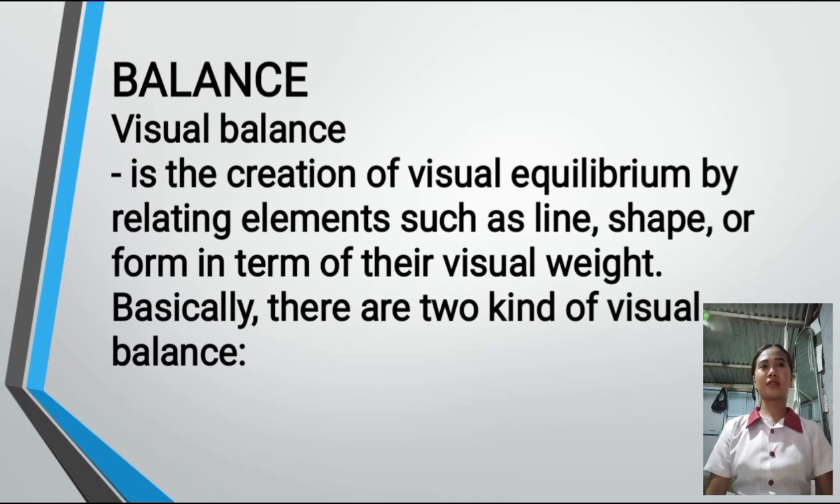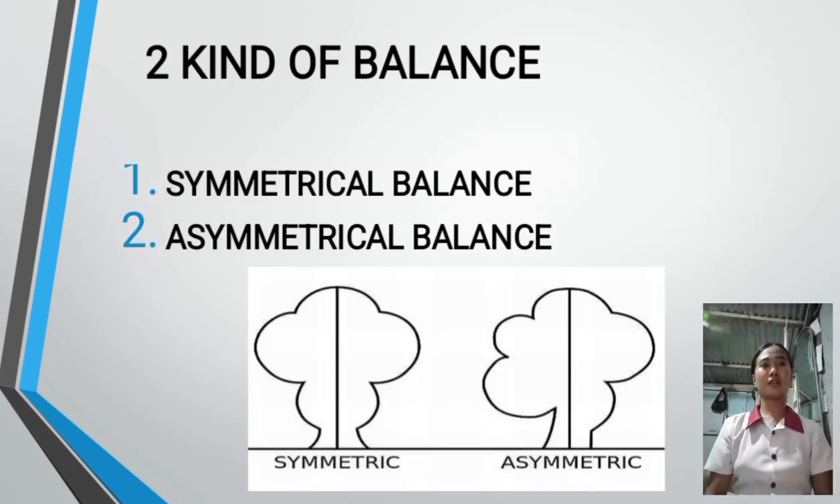Visual balance is the creation of visual equilibrium by arranging elements such as line, shape, or form in terms of their visual weight. Basically, there are two kinds of visual balance. The first one is symmetrical balance, which includes radial symmetry, where both sides of a composition are equal. And the second one is asymmetric balance, where both sides of your composition do not share the same size.